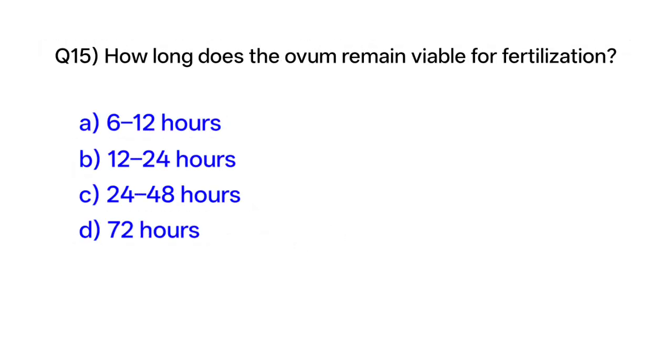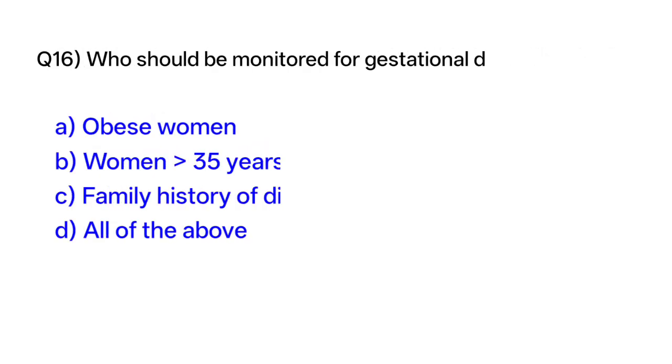Question number 15. How long does an ovum remain viable for fertilization? The correct option is B. 12 to 24 hours. Question number 16. Who should be monitored for gestational diabetes closely? The correct option is D. All of the above.